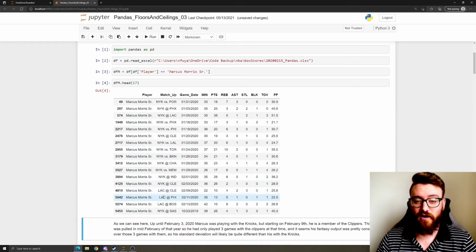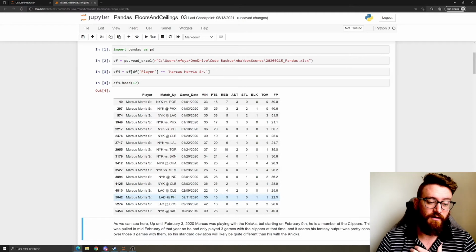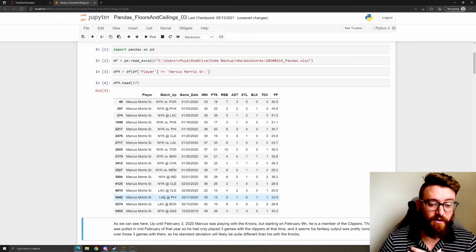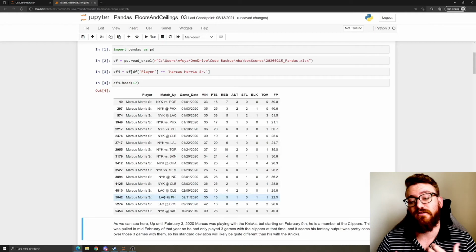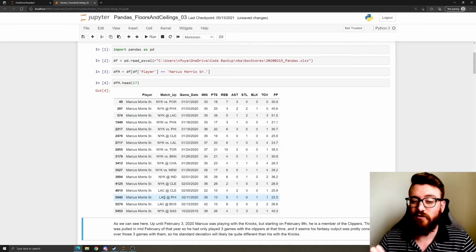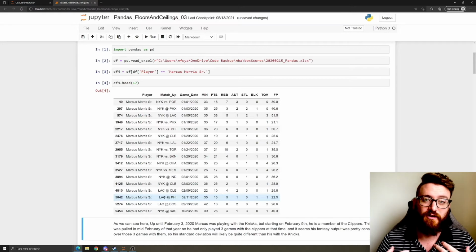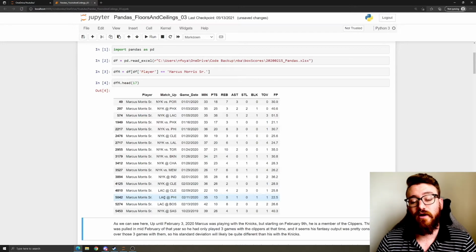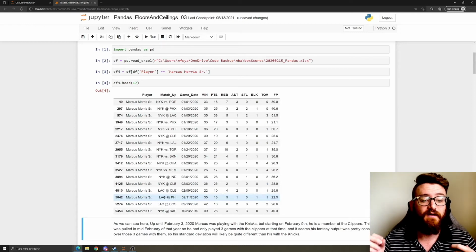Okay, and this is where it's going to become important. Because up to this point, he had been playing with the Knicks. Now he's on the Clippers. His stats with the Knicks aren't necessarily going to be reflected in his stats with the Clippers and vice versa. However, in our last video, we broke out the mean and standard deviation by team as well as by player. And it showed that he had a very low standard deviation with the Clippers, something like 2, something stupidly small.